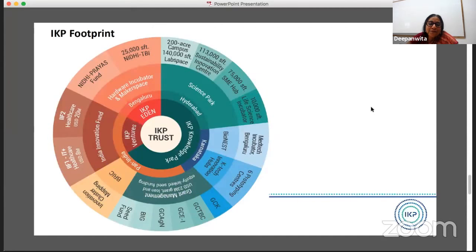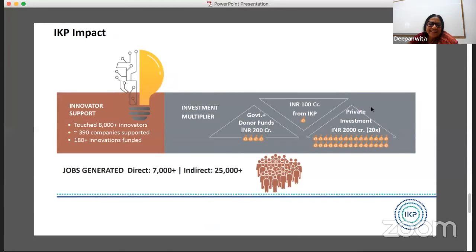So this is the IKP footprint. By March, we'll have about 400,000 square feet because we are also a science park. And we have a fund called IKP Ventures. We are raising the India Innovation Fund too. You will see that we run a large number of grand challenge programs. We have BRIC, and the last slide of mine will tell you about the impact that a science park and incubator can make. This is for any incubator that's participating in today's webinar.